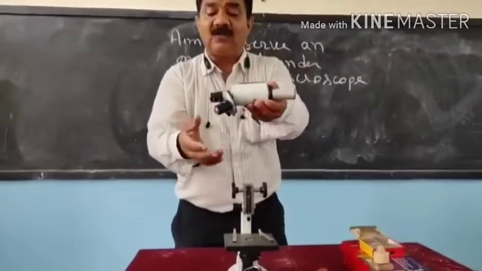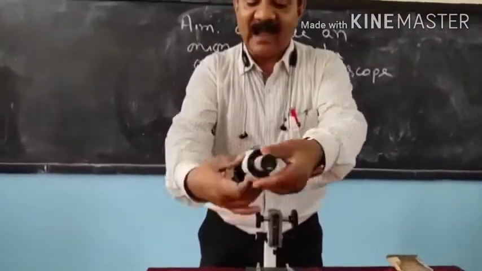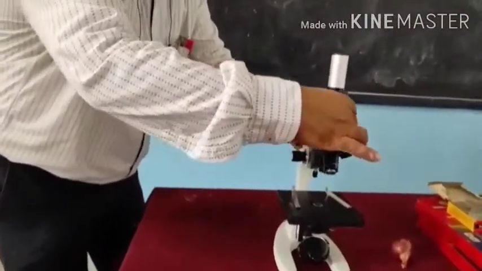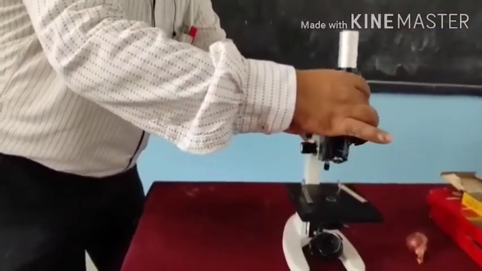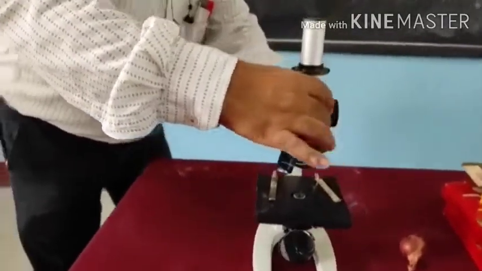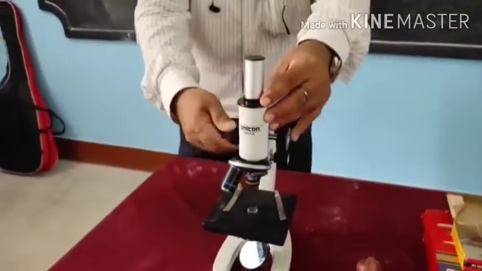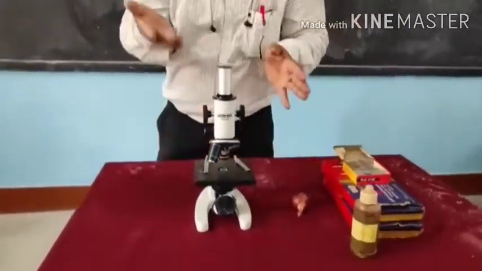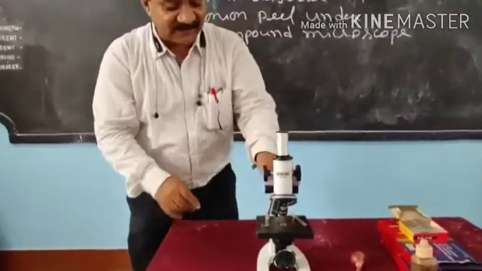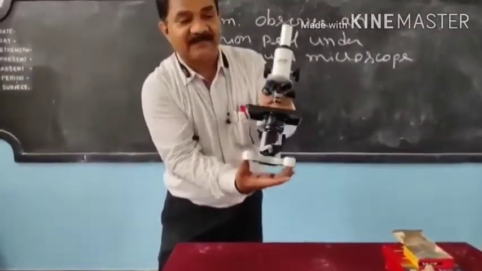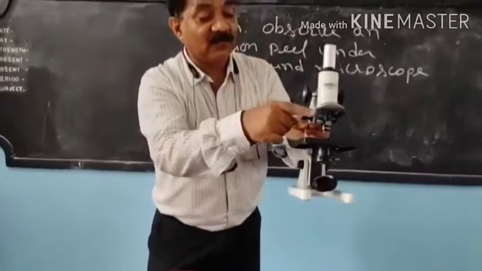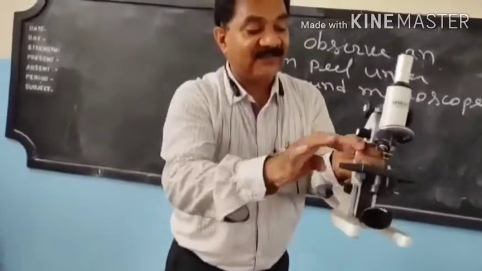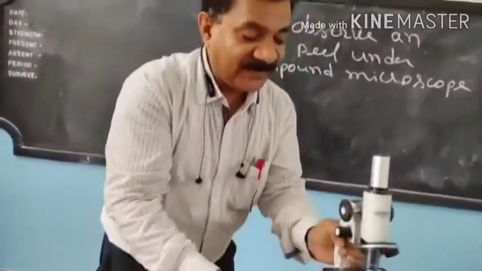We can take out this whole part also, and I can fix it again here. Dear children, learn it. You have to do it. Okay, so again I have fixed it. Now this is the stage. Come just below the stage. This is the arm, and this one is the base. Nose piece, eyepiece, base, arm, stage, coarse adjustment, fine adjustment.